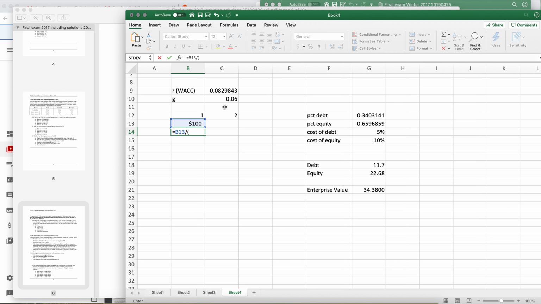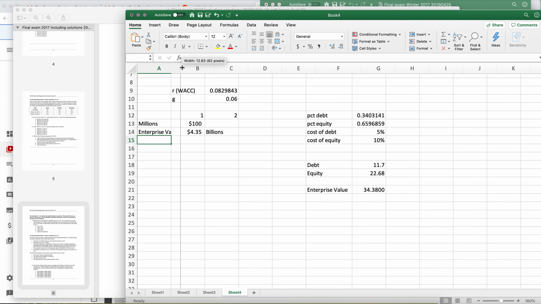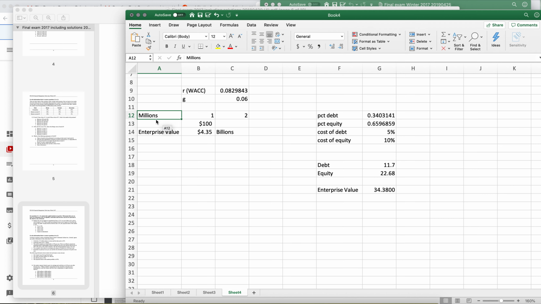And the value at time 0 is just going to be the free cash flow divided by R minus G. And I'm going to divide it by 1,000 so that we're in the same terms. So for instance, this is going to be billions, and this will be in millions. And this is our enterprise value based on our free cash flow. Free cash flow in millions.